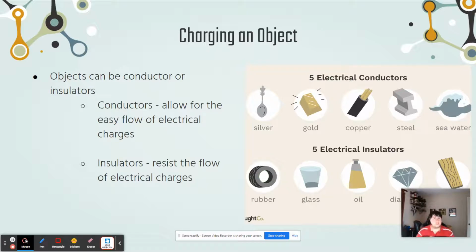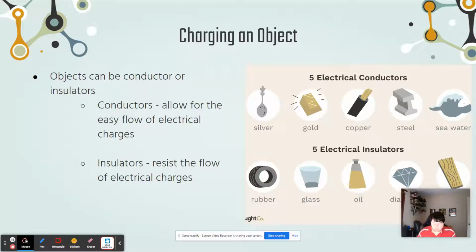Well, first, objects are made of tons of different materials. And in general, we can classify materials as one of 2 things. They can either be conductors or insulators. Conductors allow for the easy flow of electrical charges. Insulators, as I'm sure you've heard, resist the flow of electrical charges. This doesn't mean that you cannot conduct a charge through insulators. You definitely can. If you put enough of a force behind those, they will go through, but they resist it more than a conductor will. Conductors allow for the easy flow of electrons.